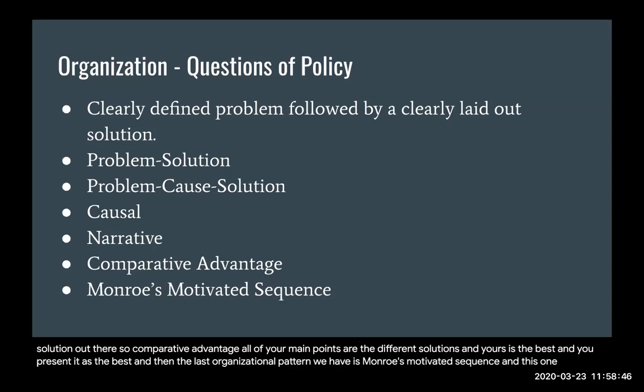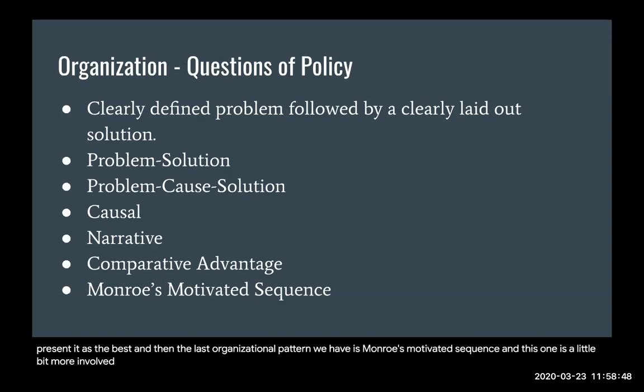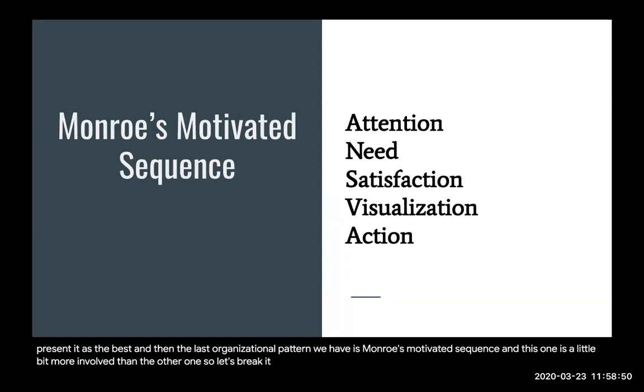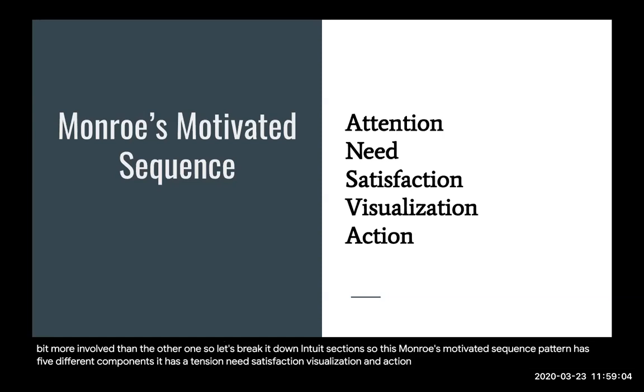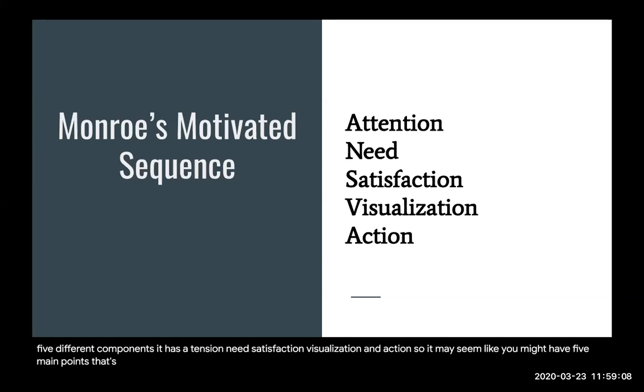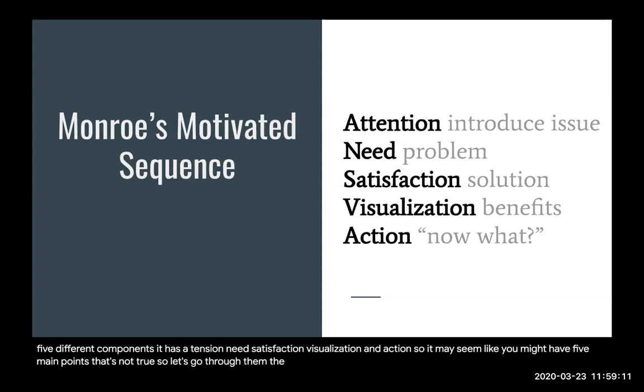And this one is a little bit more involved than the other ones. So let's break it down into its sections. So this Monroe's motivated sequence pattern has 5 different components. It has attention, need, satisfaction, visualization, and action. So it may seem like you might have 5 main points. That's not true. So let's go through them. The first one, attention.